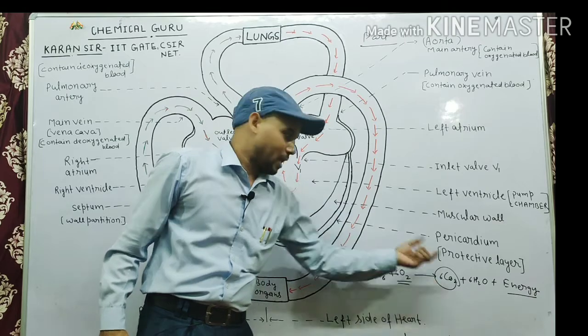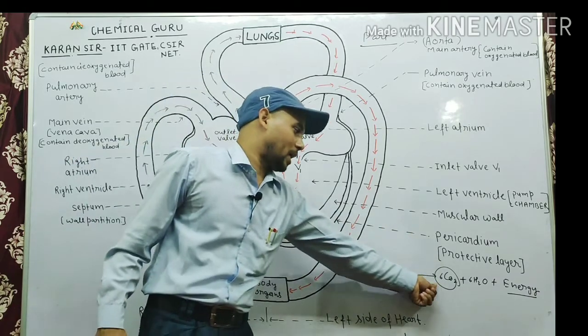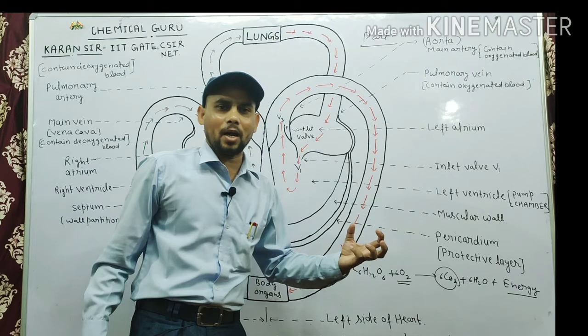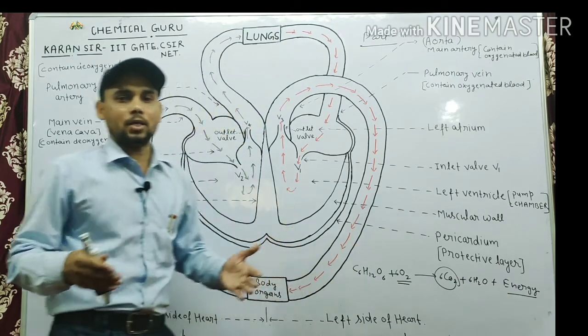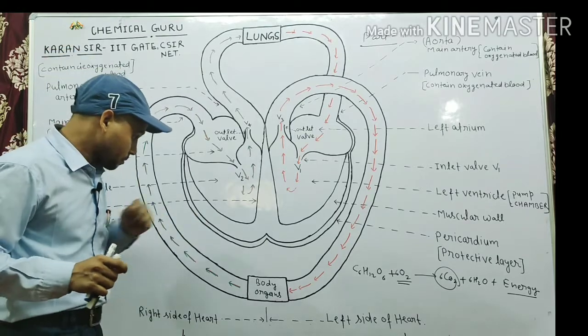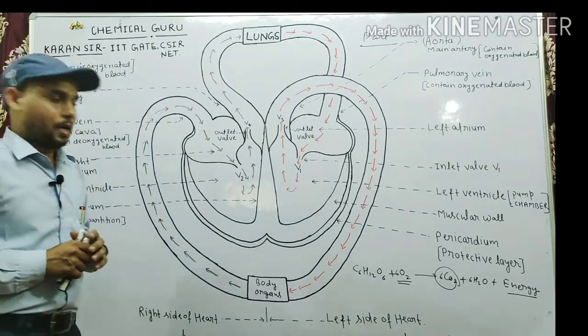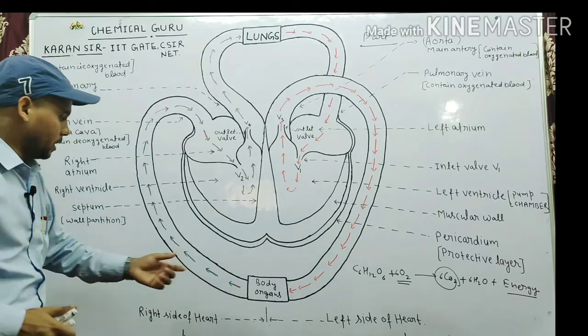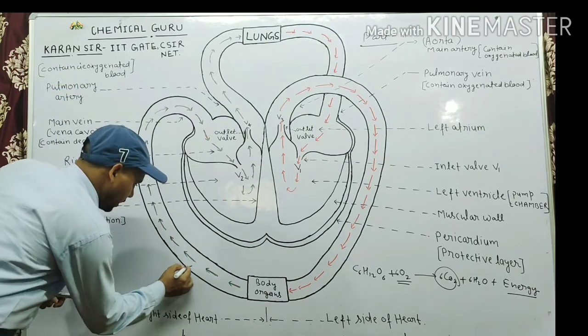That is, the concentration of carbon dioxide increases in the blood. Now, this blood is called the deoxygenated blood.